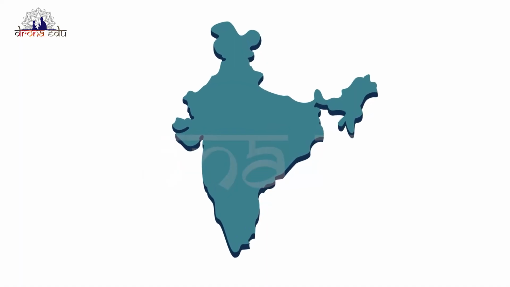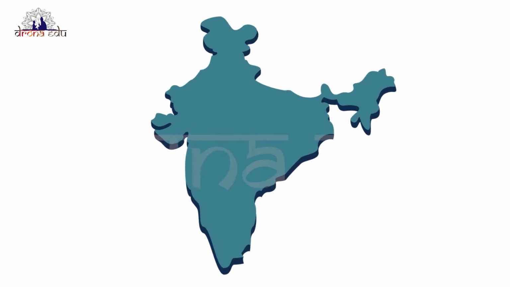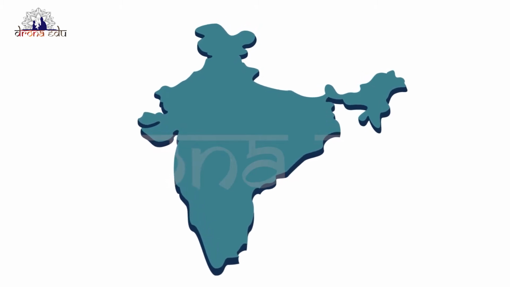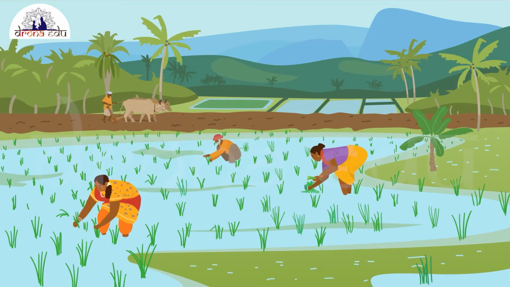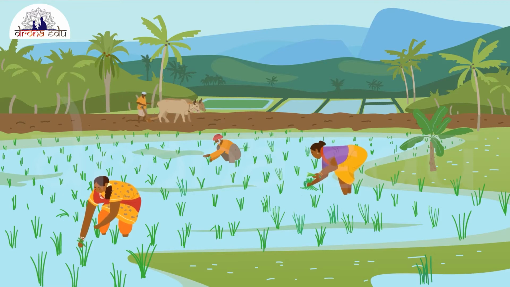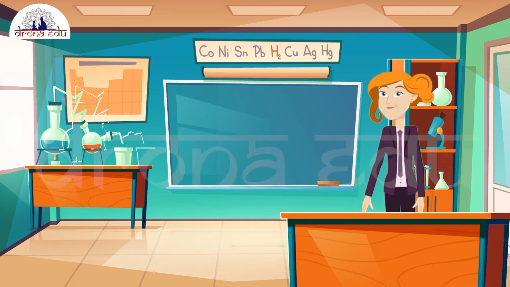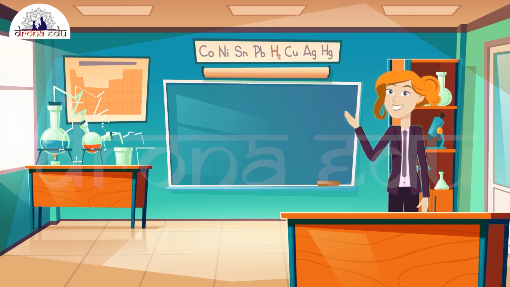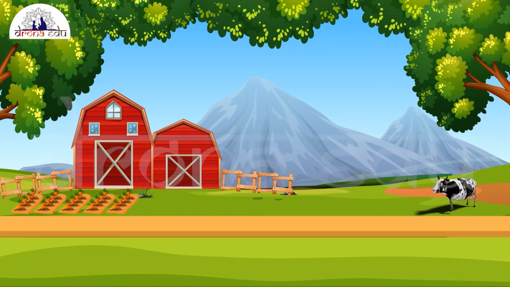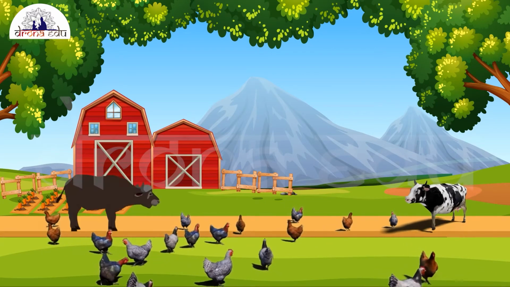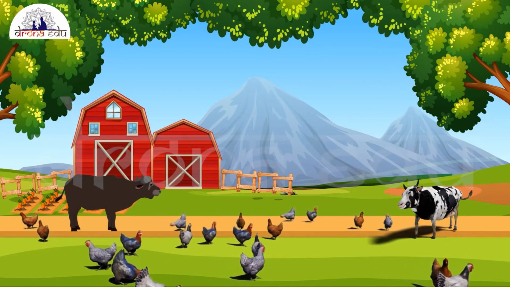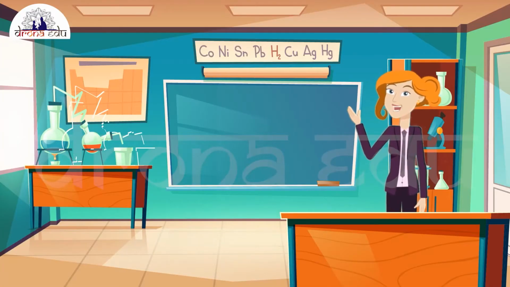In India, 72% of the total population live in villages. Agriculture is the major occupation of 70% of these people. Along with agriculture, other occupations like dairy, poultry, fishery, sericulture, rearing cow, buffalo are also done.